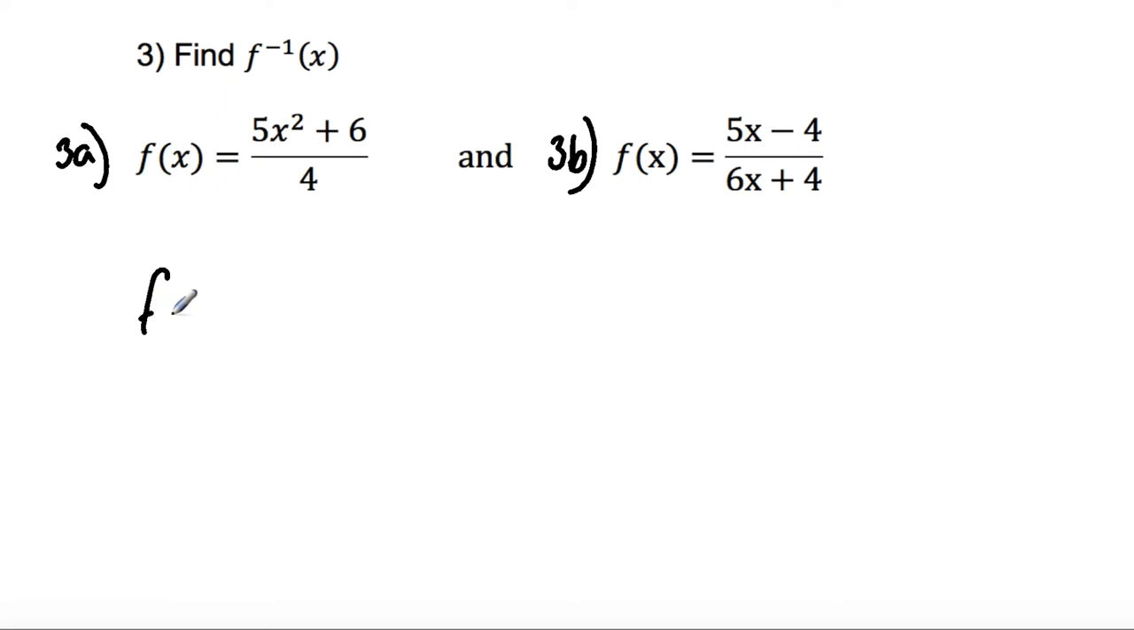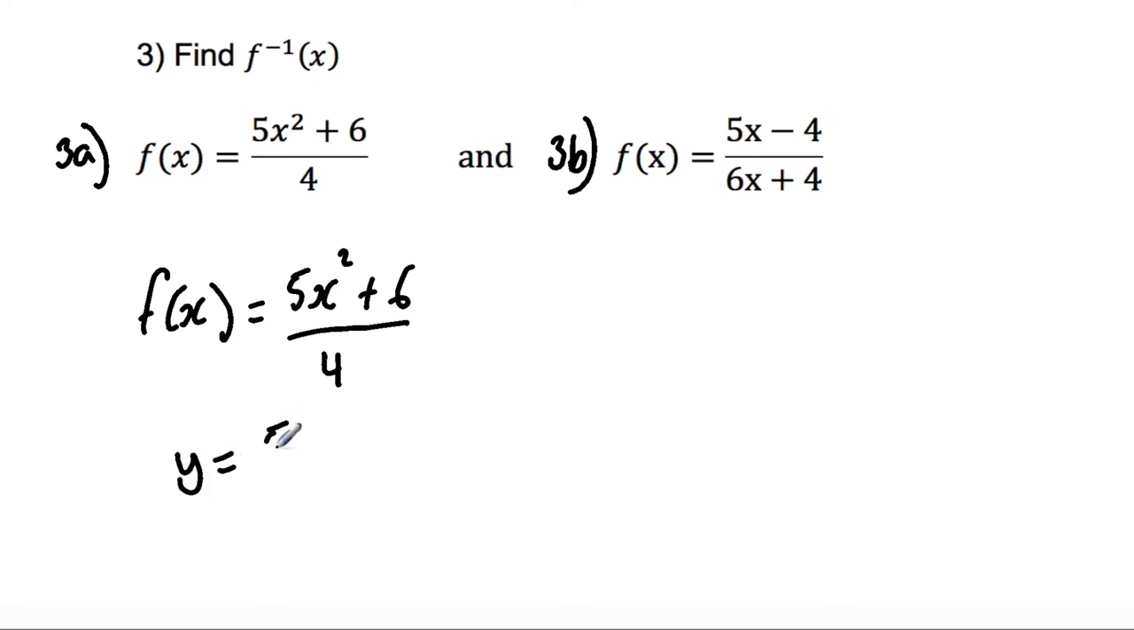So f of x is equal to 5x squared plus 6 over 4. Now at this point, I'm going to replace the notation f of x with y. So we should have y is equal to 5x squared plus 6 over 4. Now to find the inverse function, I'm going to make x the subject. To make x the subject, I'm going to multiply both sides by 4. So we should have 4y is equal to 5x squared plus 6.